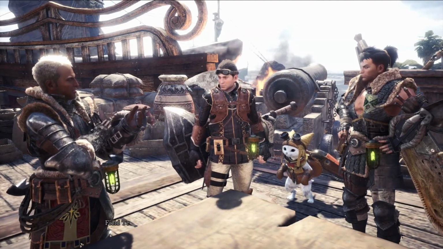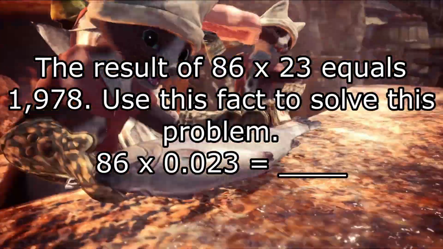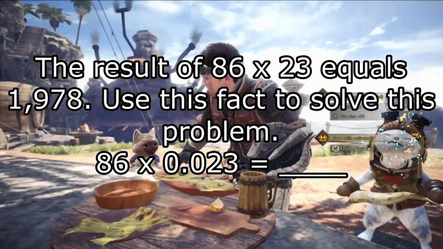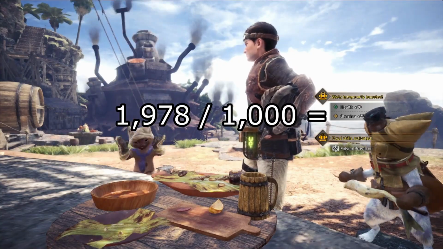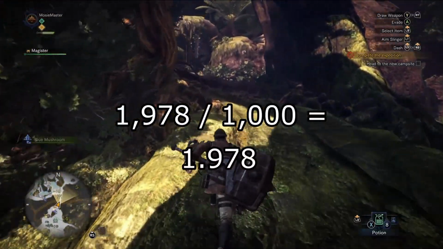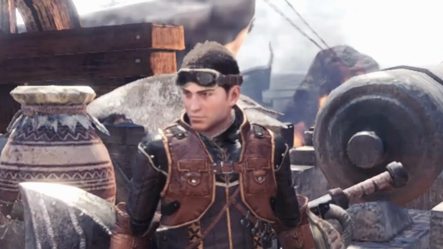So, with that being said, let's take a look at the problem one more time. The result of 86 times 23 equals 1,978. All we have to do now is just divide 1,978 by 1,000. This gets us 1.978. Now that we have solved this problem, let's do a more tricky one.